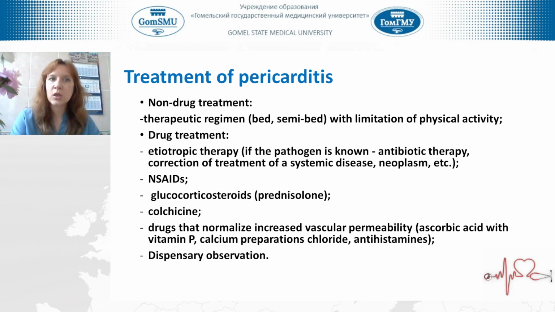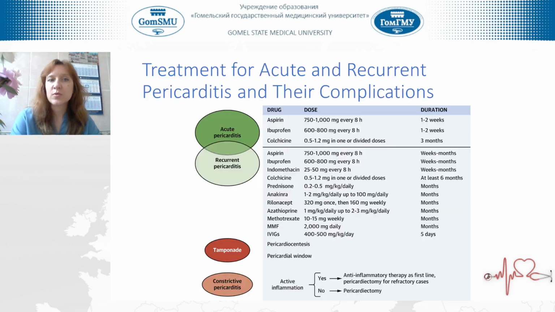Treatment of pericarditis includes non-drug therapy and drug therapy. Non-drug therapy is a therapeutic regime, bed or semi-bed, with limitation of physical activity. Drug treatment includes etiotropic therapy, if the pathogen is known, antibiotic therapy, treatment of the systemic disease, neoplasm, etc. NSAIDs, glucocorticosteroids, colchicine, drugs that moderate increased vascular permeability, ascorbic acid, vitamin C, calcium, this is additional therapy, and dispensary observation.